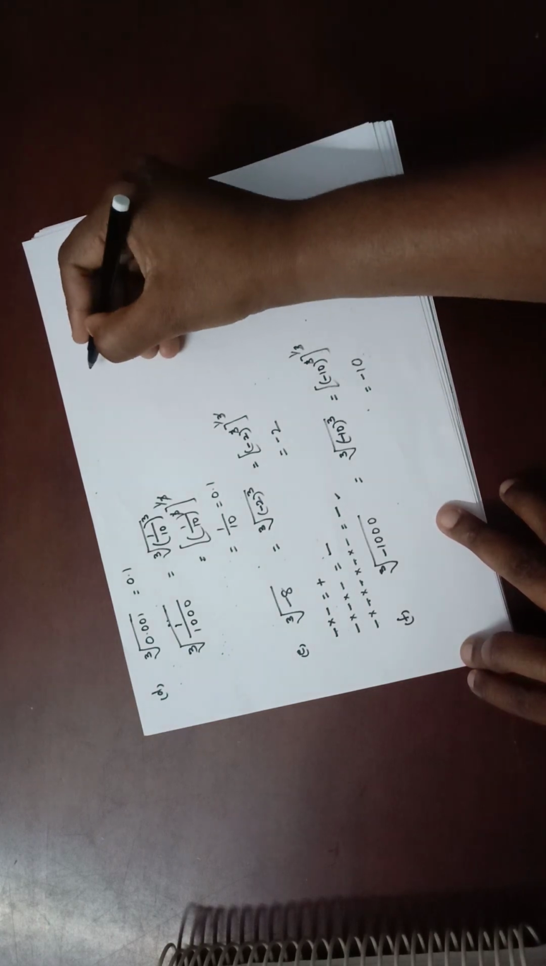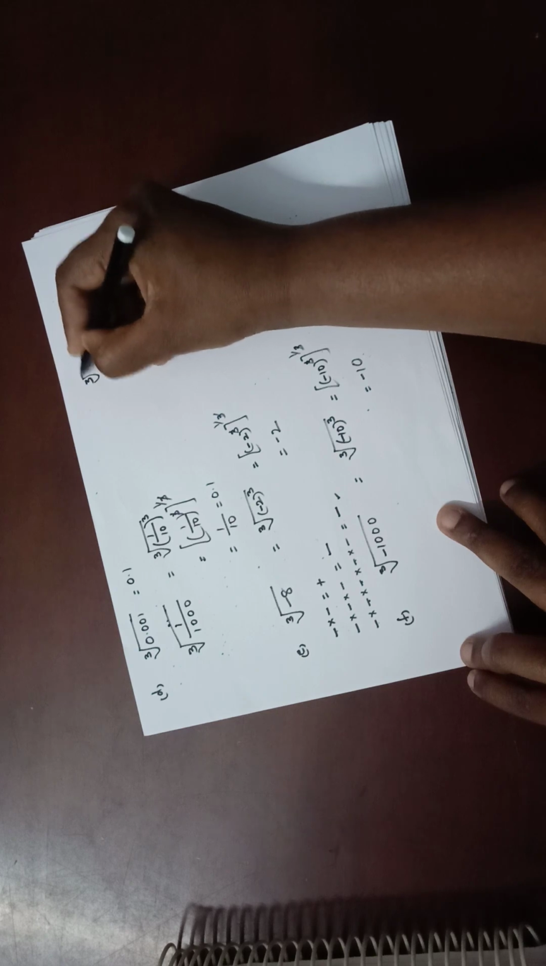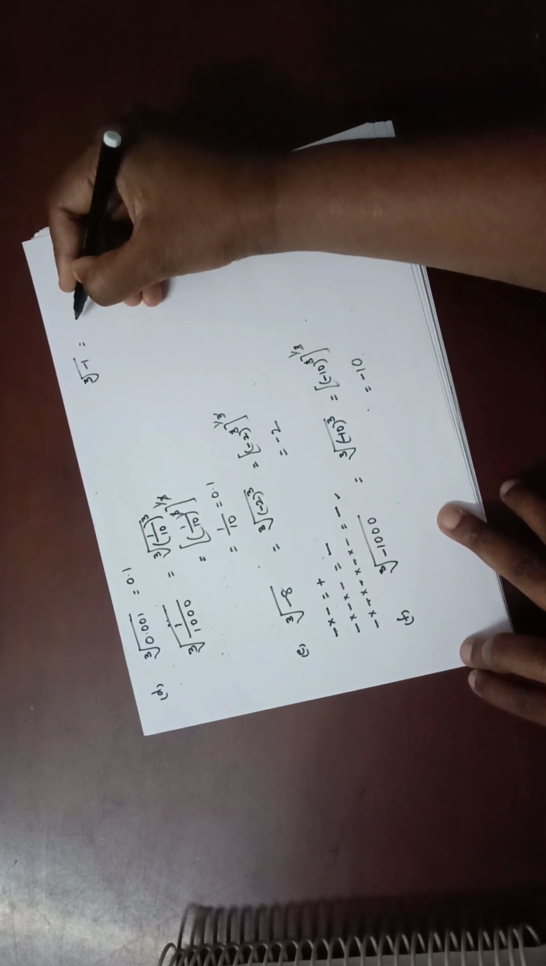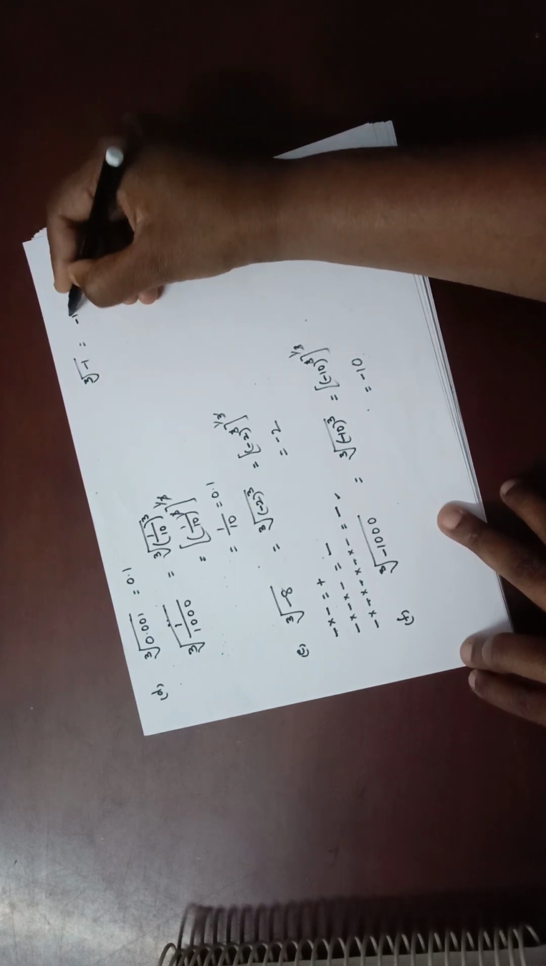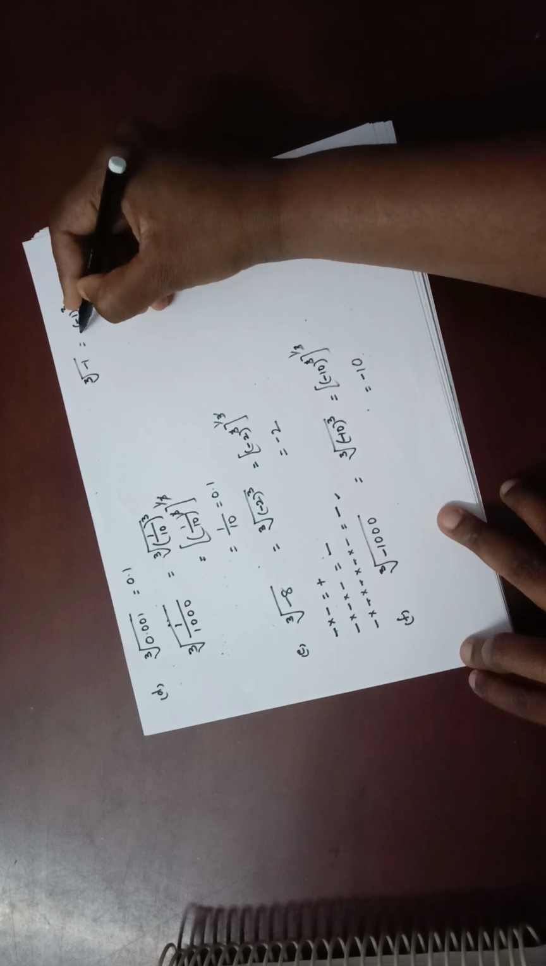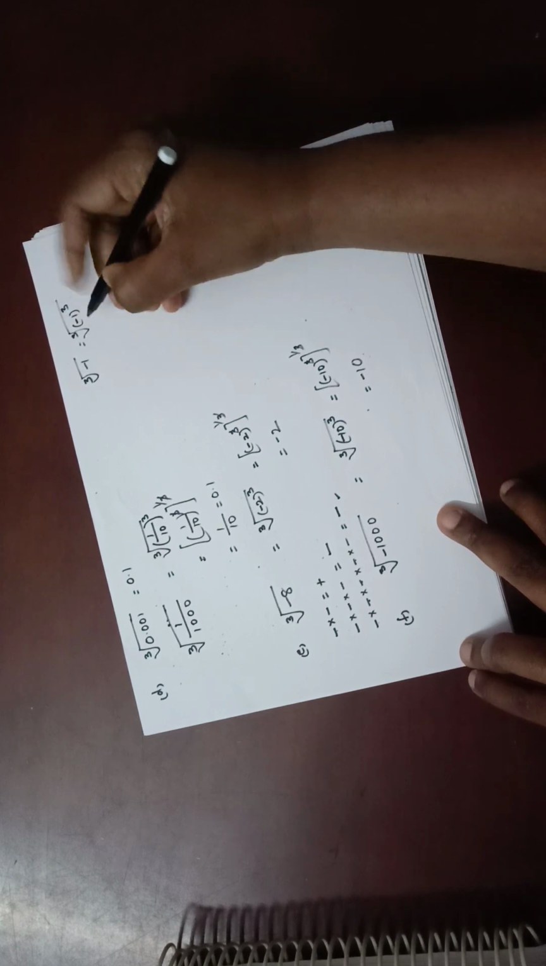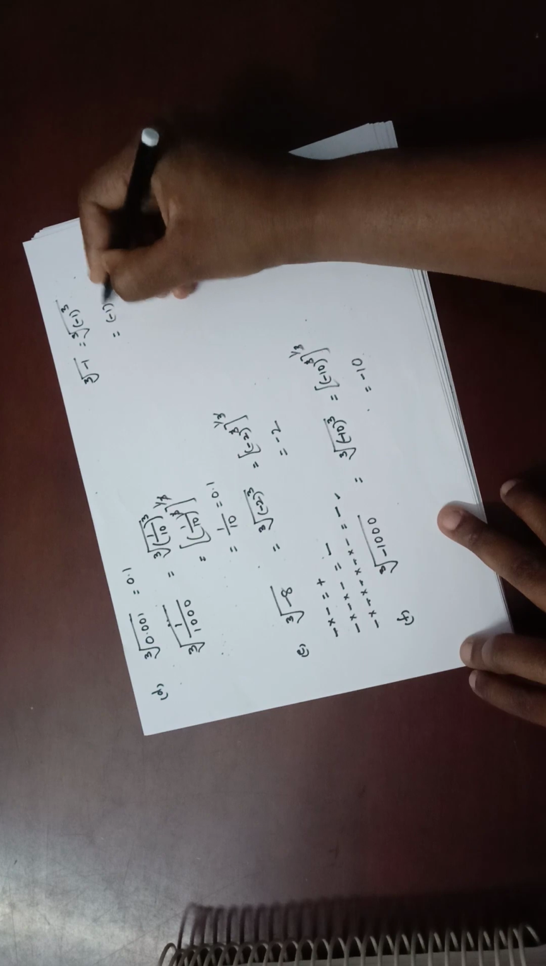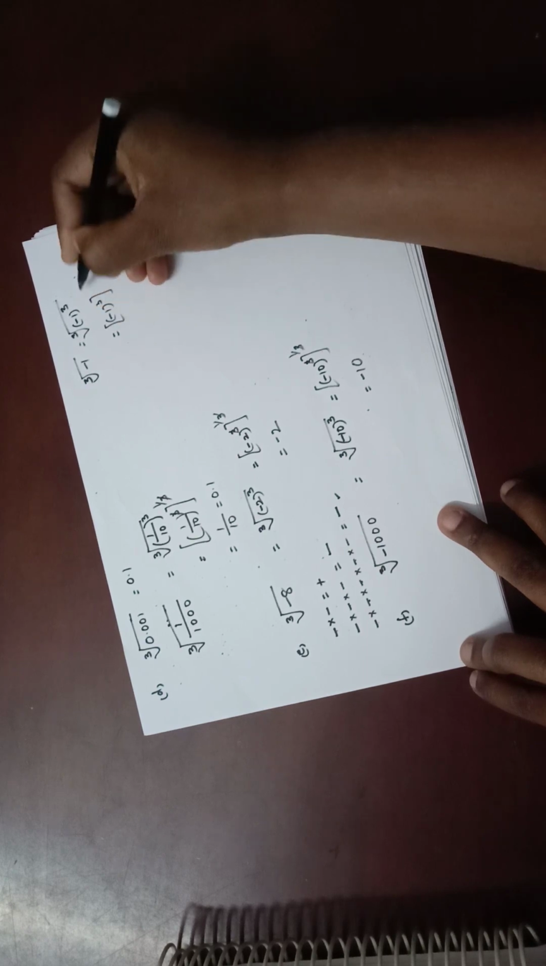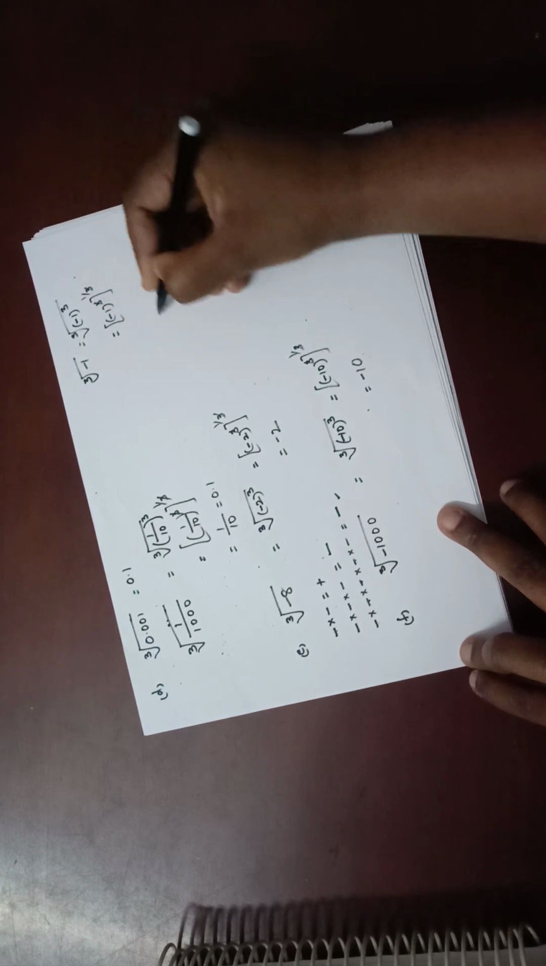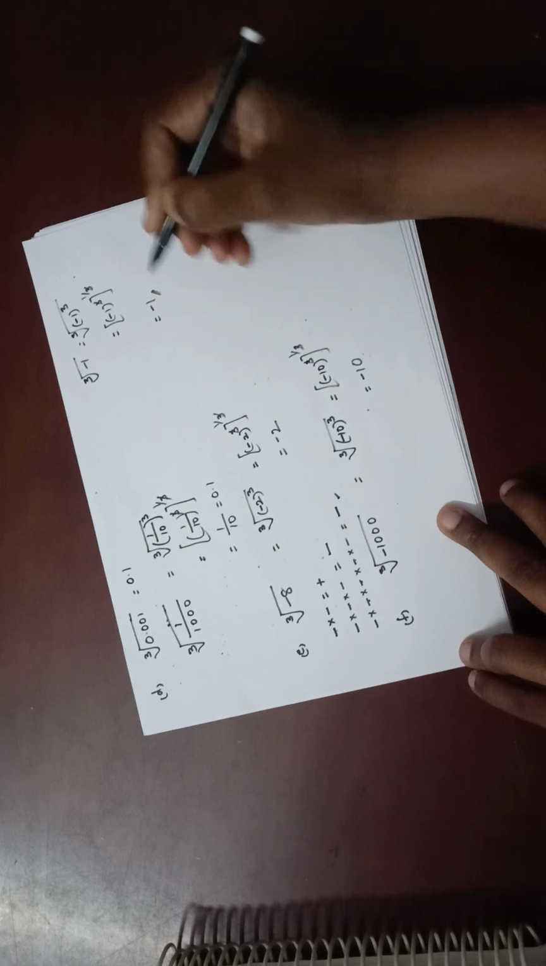If they ask the cube root of -1, how much? -1 into -1 into -1 is -1. So -1 whole cube, whole to the power of 1 by 3. The 3 gets cancelled. This is -1.